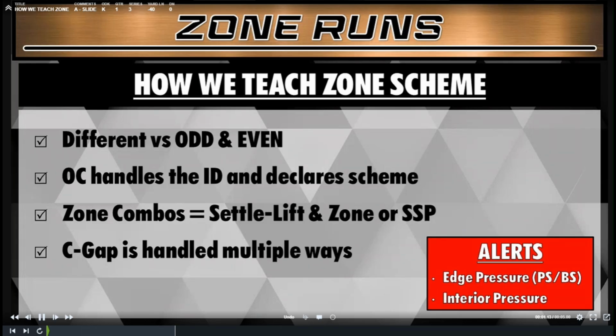Now our combos in zone are always going to be built with the first man of the combo working a settle lift. He's going to be responsible for getting up underneath the first level defender, and then that second guy is going to be either zoning it and trying to create that push, or depending on the location of the backer that they're working to, he may work a shuffle shoulder punch, depending on where they may have to come off on this deal. And then how we handle the C gap, we do that in multiple ways.